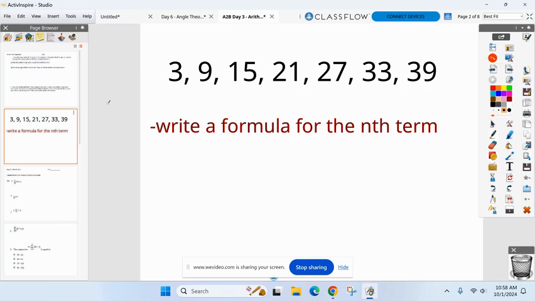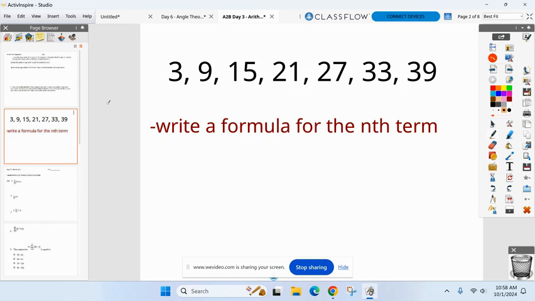Ready? Up on the board, I got a sequence. Anybody know the name of that sequence and why? Anybody see a special pattern in that sequence? What am I doing in this sequence? Adding 6. I'm adding 6. So if you add the same number, this is called arithmetic, whatever you want to call it.